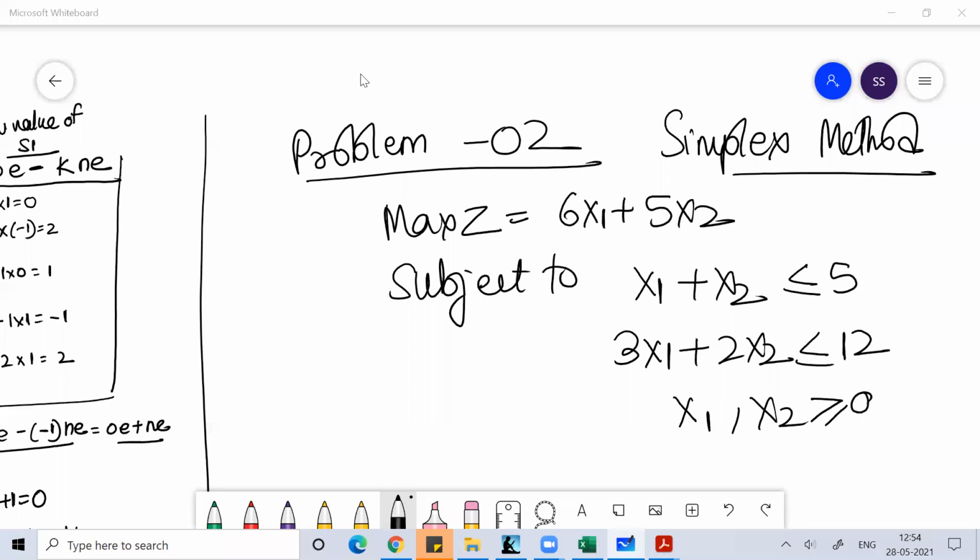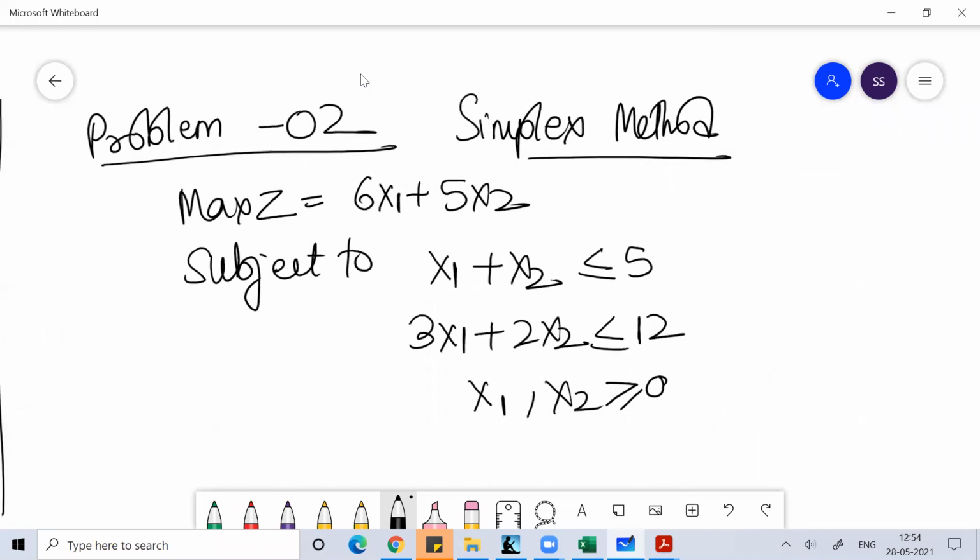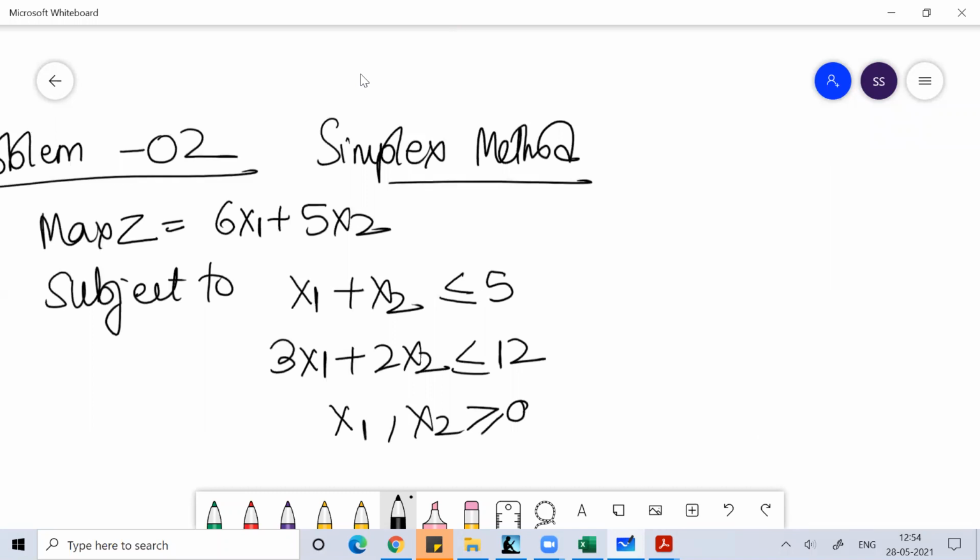Let's discuss another problem based on the simplex method. Suppose this is the problem. Now again, what will you do here? You can see you have two constraints, so you'll introduce two slack variables into the equation, introducing the two slack variables s1 and s2 and converting the equation into standard form.